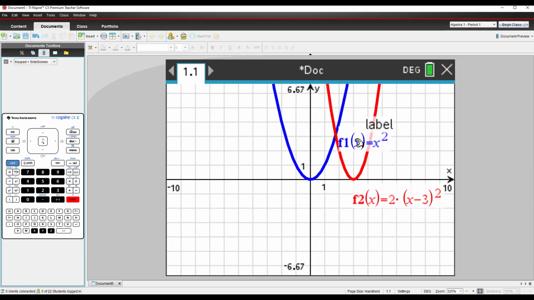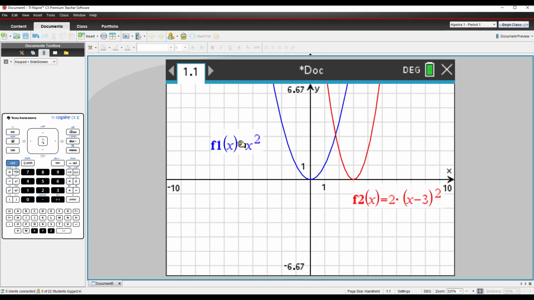So let me just grab this and move this out of the way. So the blue one is the original, that's the parent function. And the red one is the transformed function. So again, compared to the parent function, the red one is moved 1, 2, 3 to the right. That's what the minus 3 is doing. And it's twice as narrow. So we multiplied it by 2 and it made it narrower.